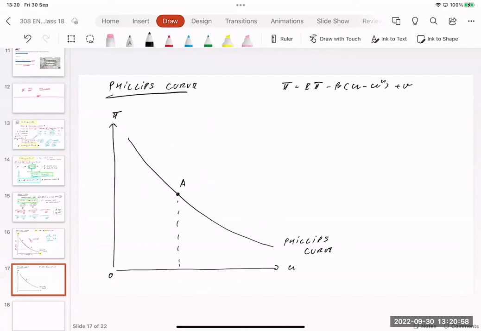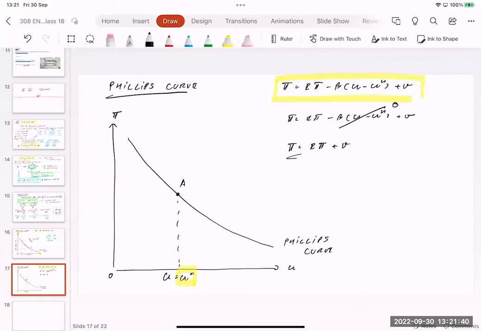Point A is a point where UN is going to be here. This is, let me say, the reference point. UN is here. The natural rate of unemployment is here. So at point A, if U equal to UN, from the main equation, what does it mean? It means this bracket is going to be equal to 0. When U equal to UN, this bracket disappears, so pi is going to be equal to expected pi plus V.